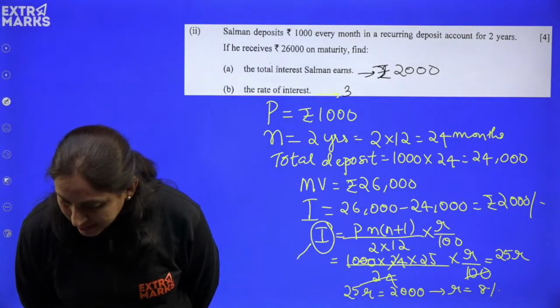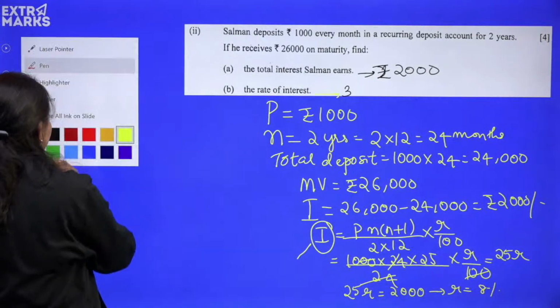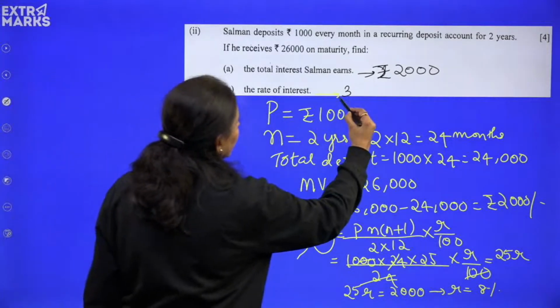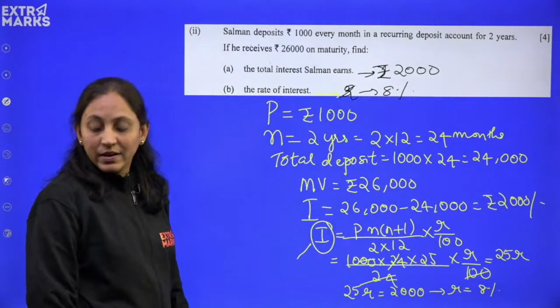Swati, correct. You're right. Okay, so the answer is 8%, that is the rate of interest. Okay, so this is rate of interest, which is 8%. So just count how much marks you may get here.